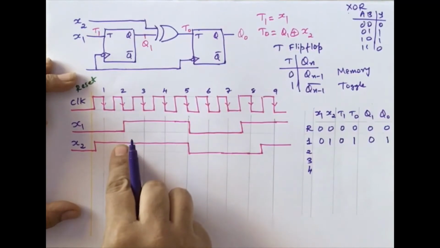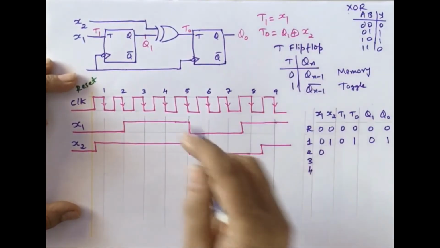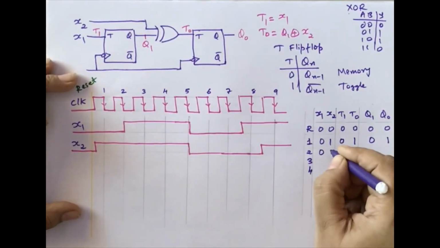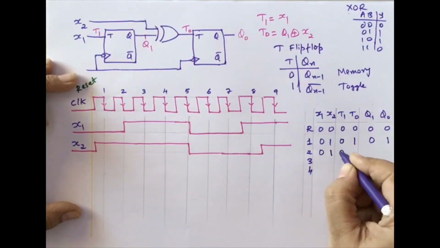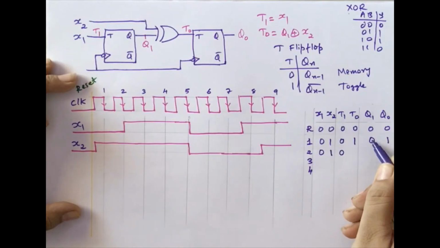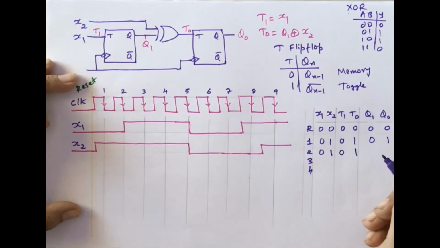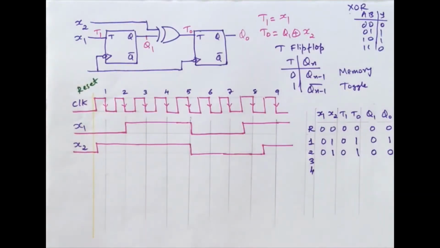Before the second clock pulse is applied, X1 is still 0, X2 is 1. So X1 is directly applied over here, X2 is 1, previous Q1 is 0, so 0 XOR 1 is 1. So this 0, 1 will result again in the first flip-flop in memory and the 0th flip-flop in toggle. So for the first and second clock pulse, we can also draw the waveform.